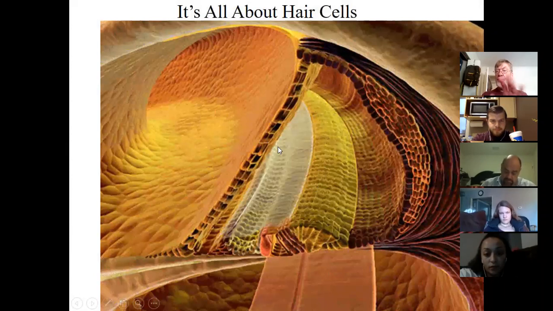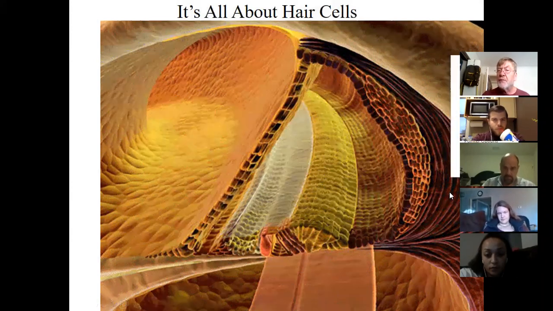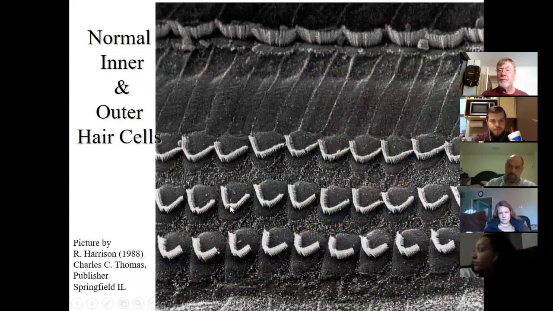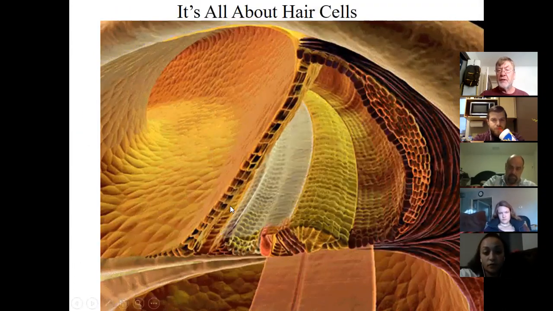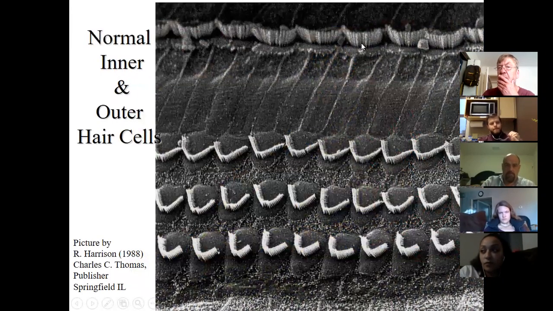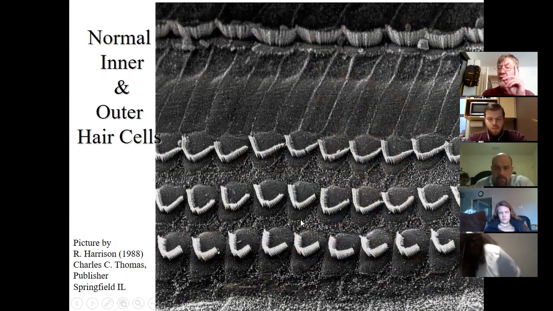Okay? Here's a close-up again. Here's the scala vestibuli, scala media, scala tympani, basilar membrane, Reissner's membrane, spiral ligament, stria vascularis. Okay, and here's outer hair cells, inner hair cells. Move closer. Okay, let's see where I'm going here. So now outer hair cells, inner hair cells, and the tiny little hairs. So let's move closer here. Inner hair cells, outer hair cells. Now it's important to get this.